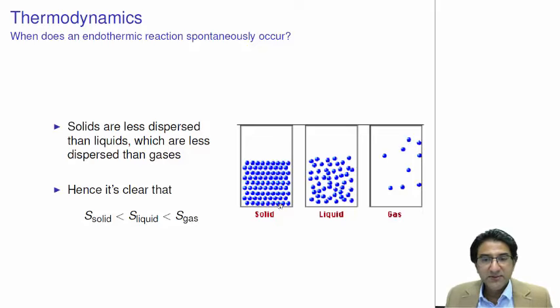So the solid is the most compressed. It's not dispersed. The system is very ordered. The liquid is a little bit more random. The energy is a little bit more dispersed. The molecules are moving around, but not so much as a gas, where they're really moving all throughout the container. So what we can say is, and this is always true, the entropy of a solid is less than the entropy of a liquid, is less than the entropy of a gas. That's what this says here.